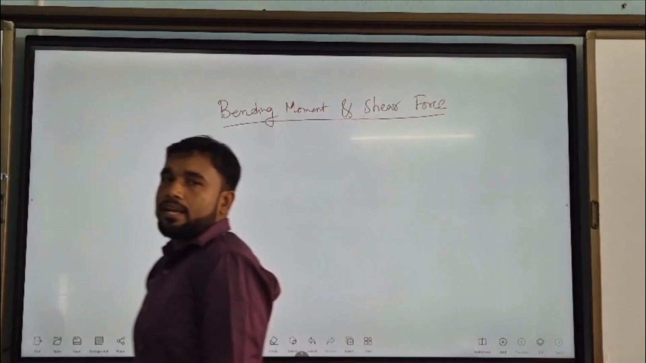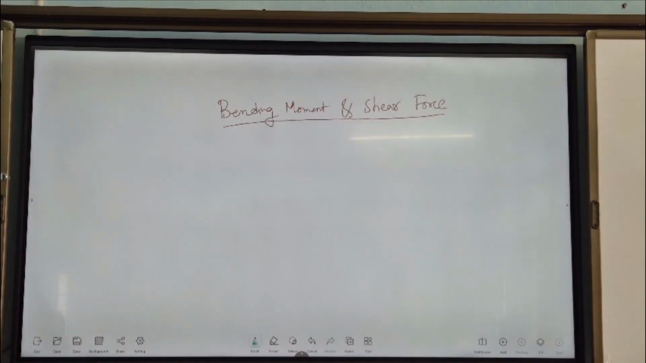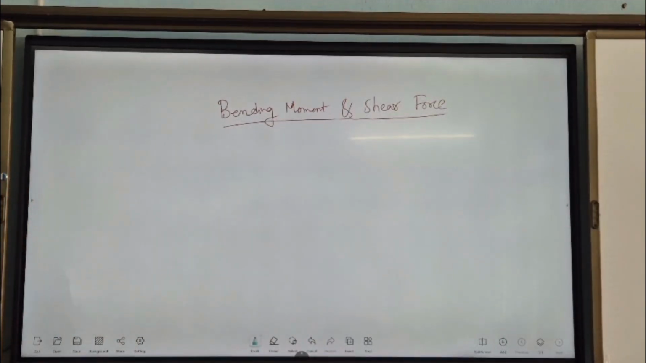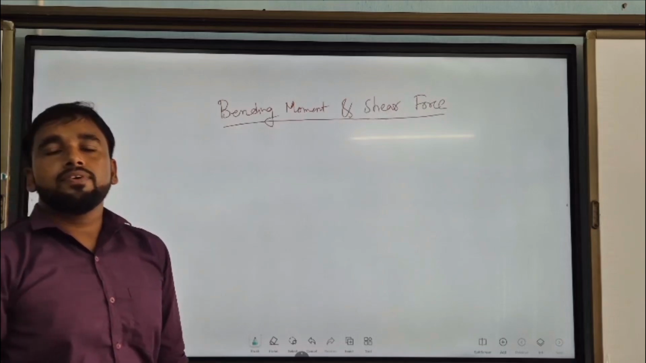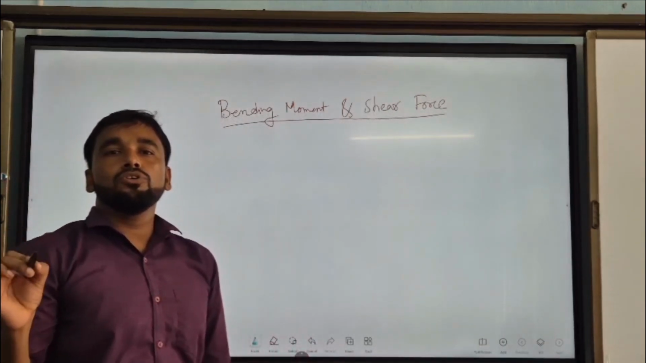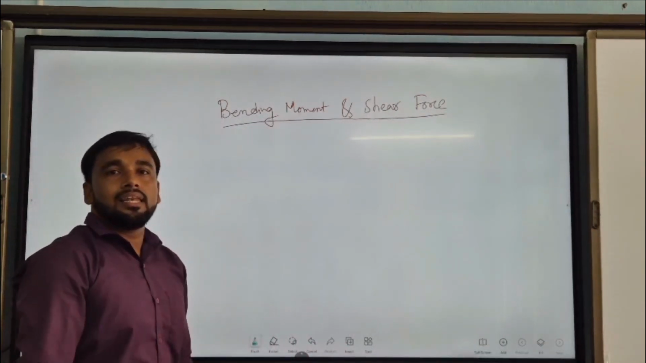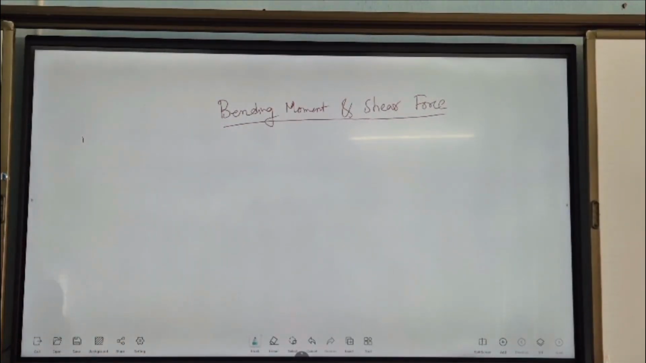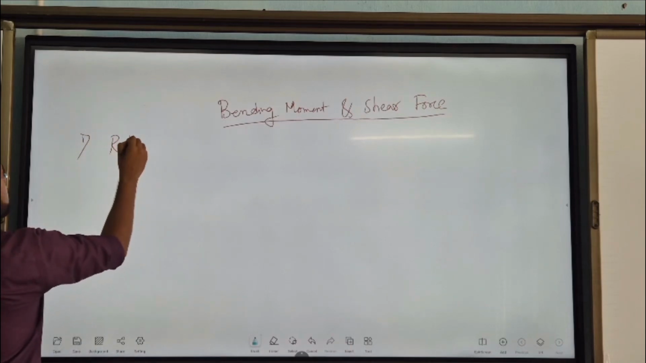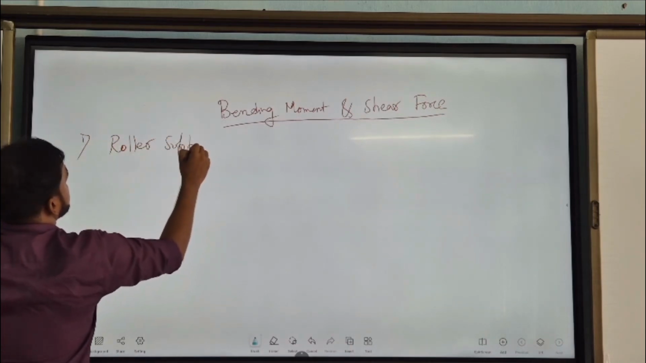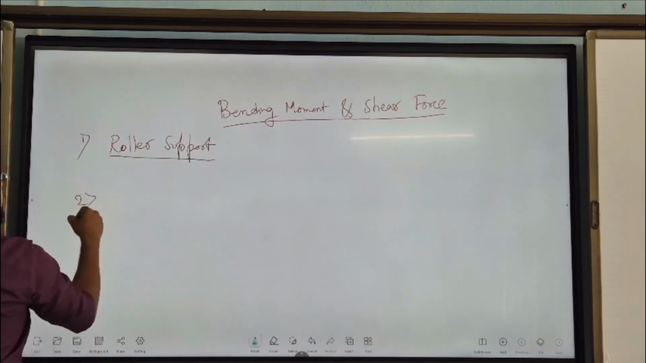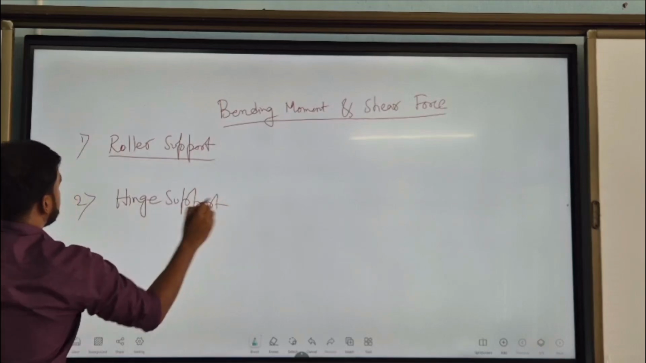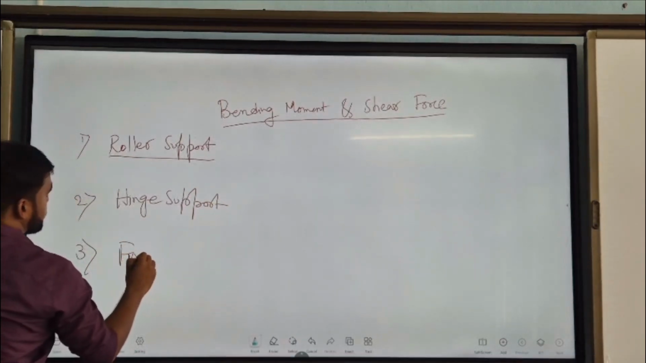Okay. In the last class, we discussed the bending moment and shear force diagram. We also discussed the different types of supports, different kinds of loads, and different types of structures. I am just highlighting those things which were discussed in the last class. There are three types of supports in general. First is the roller support. Second is the hinge support. And third is the fixed support.